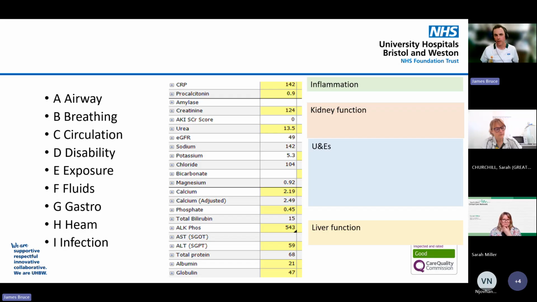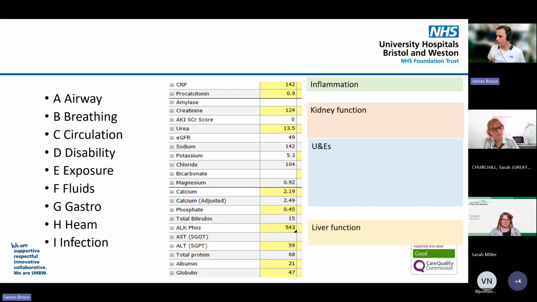Circulation is normally about your heart rate and your blood pressure. No changes there. And then in disability, you can put certain drugs that might have an effect. But I also put in there my GCS, my RASS, and my CAM-ICU score as well. Exposure is normally about your lines and what's attached to the individual. And then in fluids, I start to unpick my biochemistry. So in there, I will put in my creatinine, I'll put in my urea, I might put an AKI score as an overview. If it's terrible, I might put an eGFR in there as well.